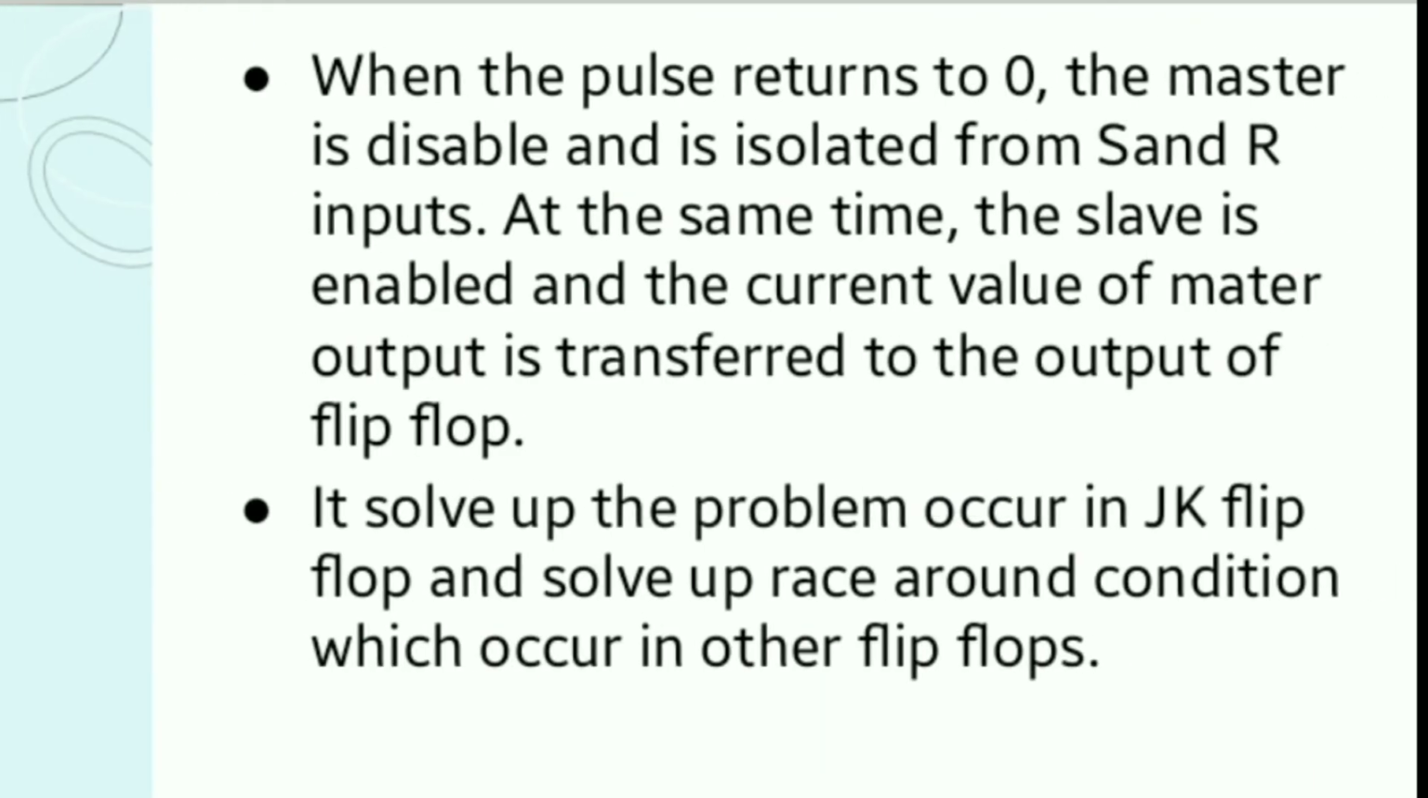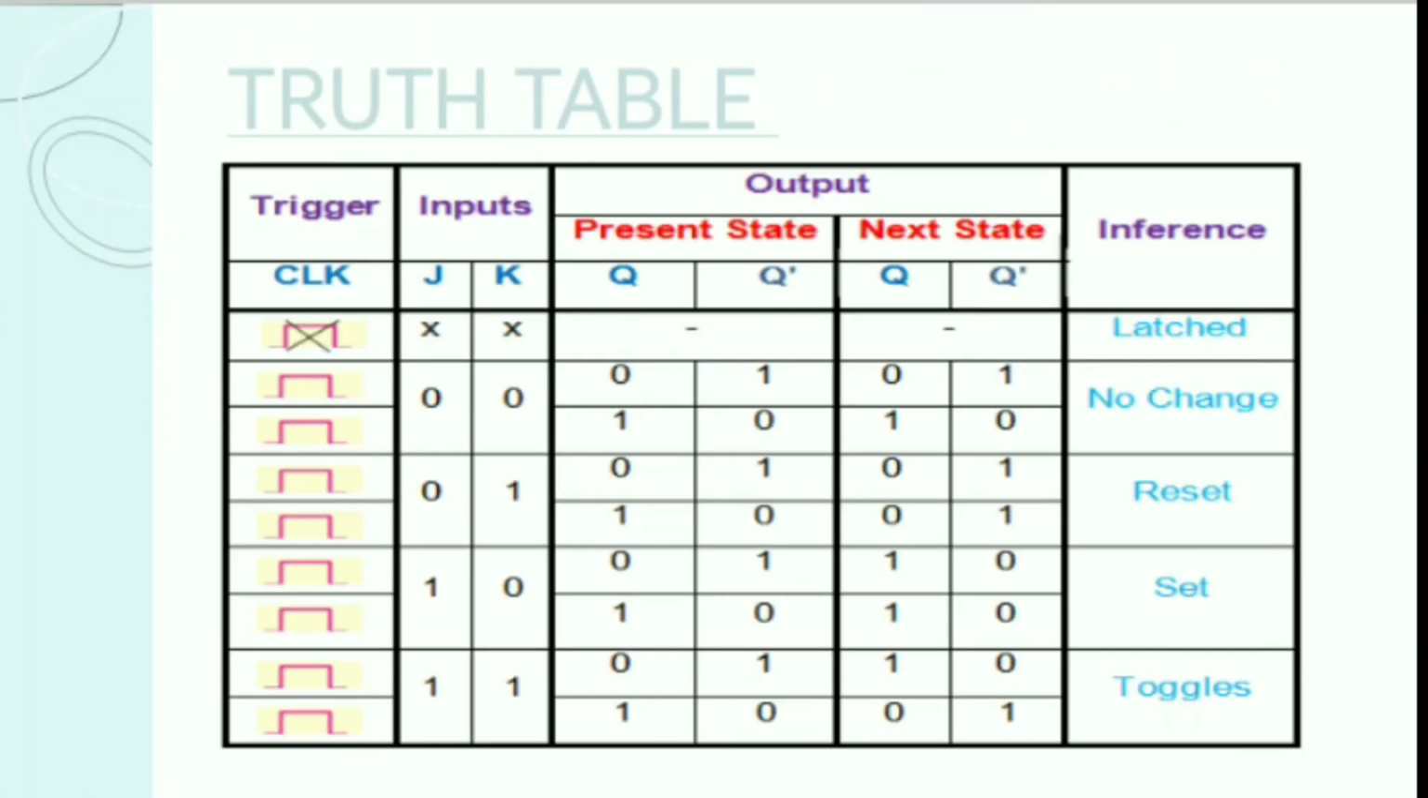When the pulse returns to 0, the master is disabled and is isolated from the S and R inputs. At the same time, the slave is enabled and the current value of the master output is transferred to the output of the flip-flop. This solves the problem that occurred in the JK flip-flop and the race around condition which occurs in other flip-flops. So this is the truth table for the JK master slave flip-flop.